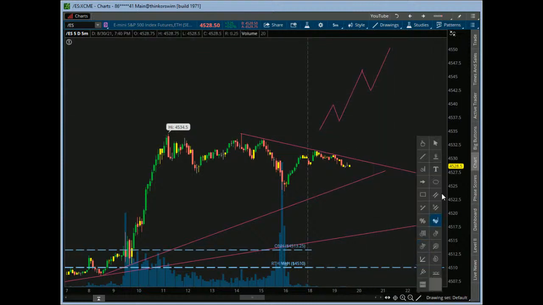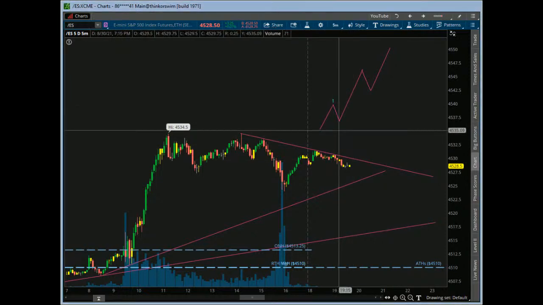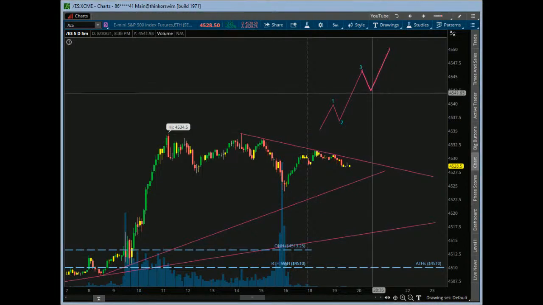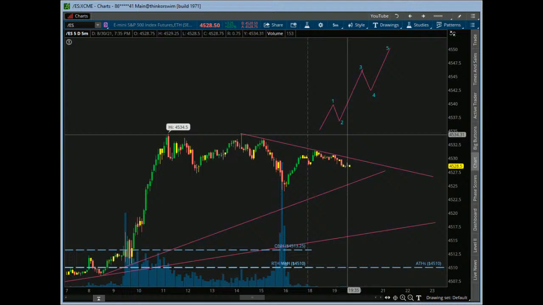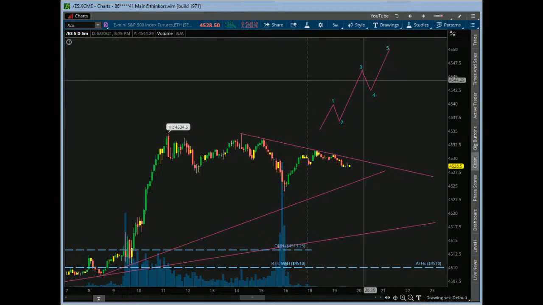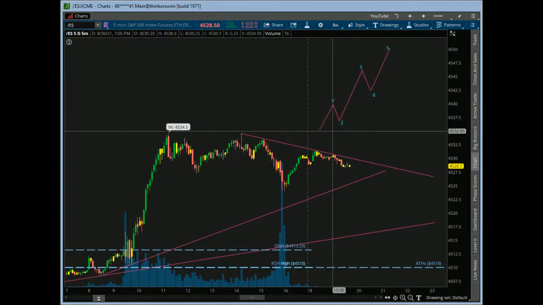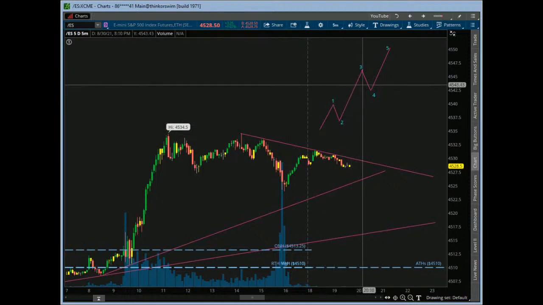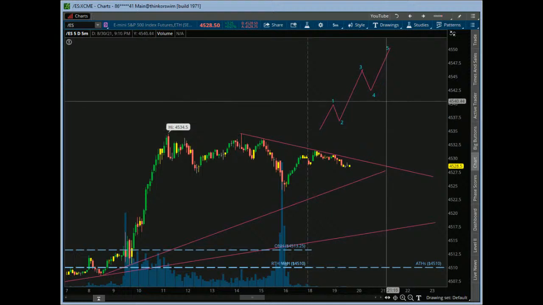It's very simply labeled 1, 2, 3, 4, 5. Now here's the mind blower. This is called an impulsive wave, and it's made up of 3 motive waves, waves 1, 3, and 5. Each of those is also made up of 5 waves. So there's a 1, 2, 3, 4, 5 in wave 1, in wave 3, and in wave 5. So what are waves 2 and 4?